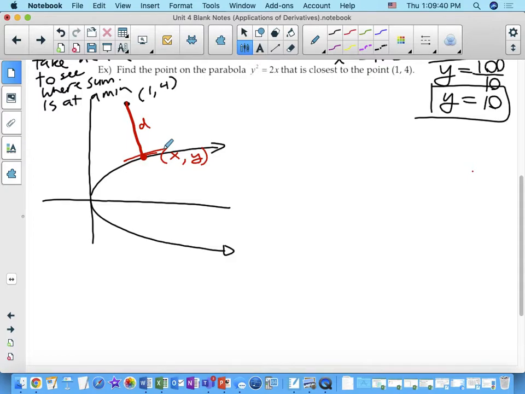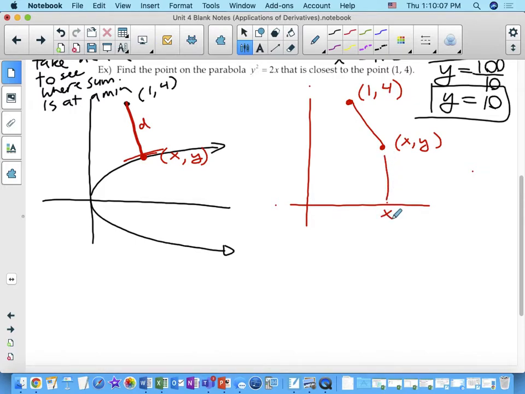Okay, now if I extract this over here a little bit, I'm going to take the parabola out of it. I've got this point over here, 1, 4, and then I've got this point over here, x, y. And I want to know what that is. Now this over here is x, this over here is y. This is what we want to know right here. We want to know that distance.